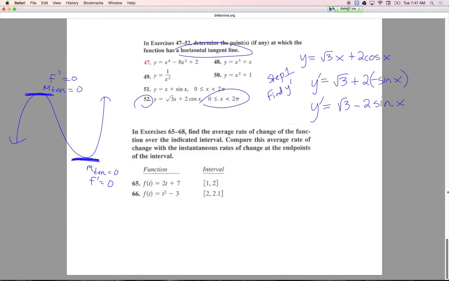All right, second step. Set y prime equal to what? 0. Y prime equal to 0 and solve. All right? We're going to have 0 equals, oh, here we go, unit circle work.